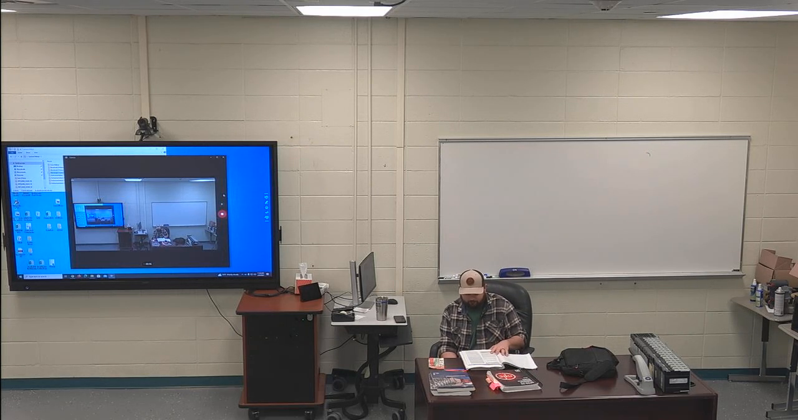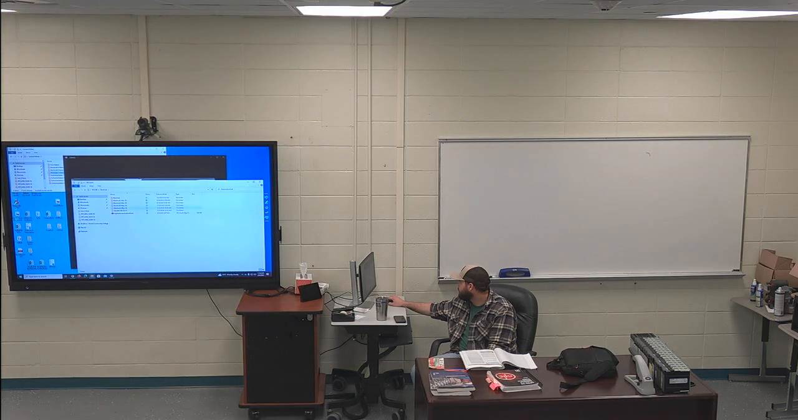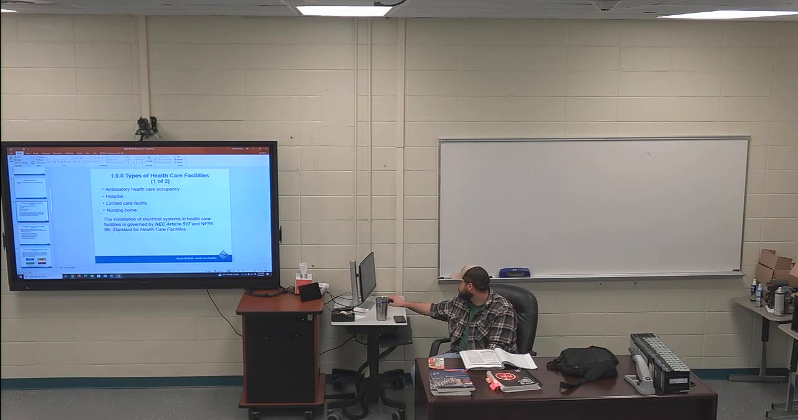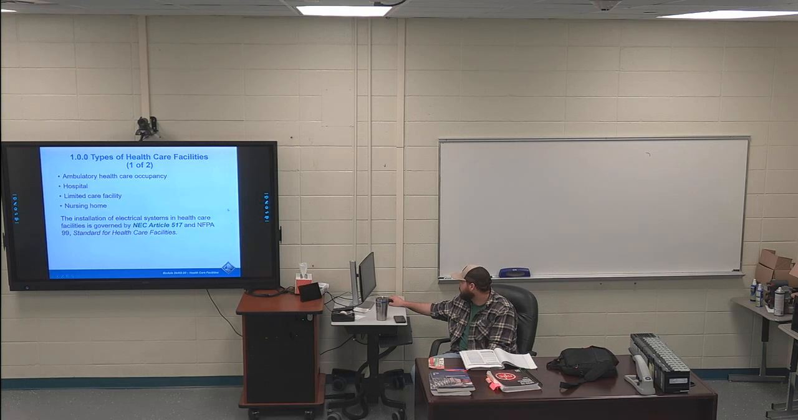So I'm going to start off on page 1, types of healthcare facilities. You got different types of healthcare facilities. Let me pull up my PowerPoint. So, kind of 4 different types: ambulatory healthcare occupancy, hospital, limited care facility, and nursing homes.